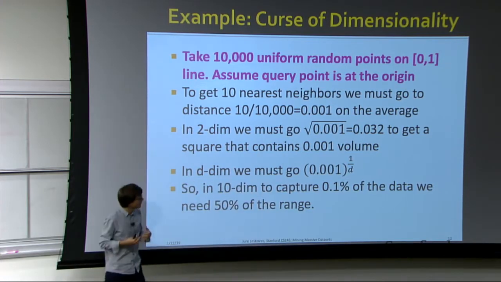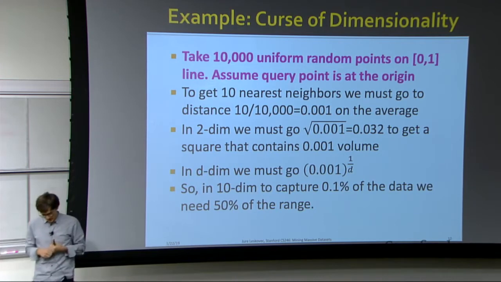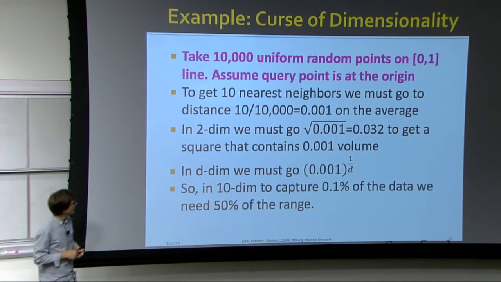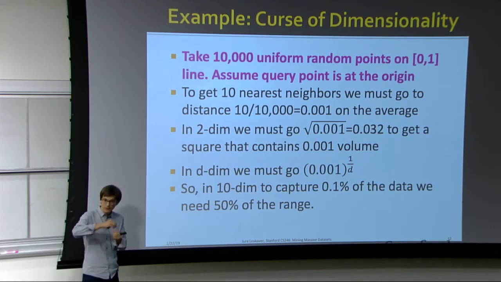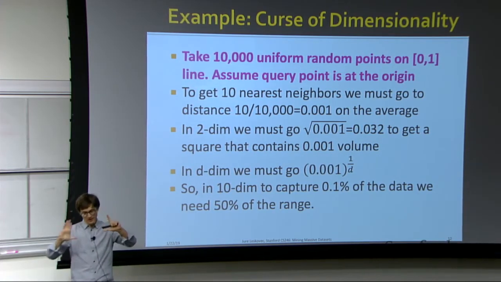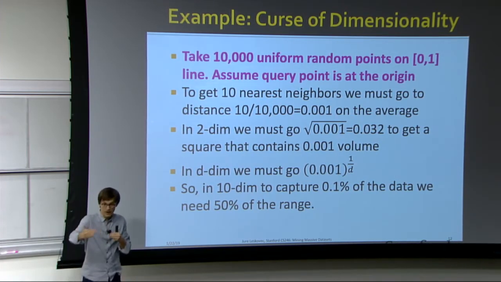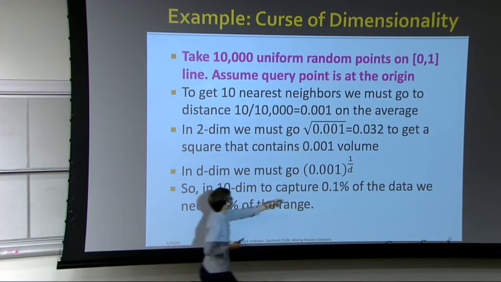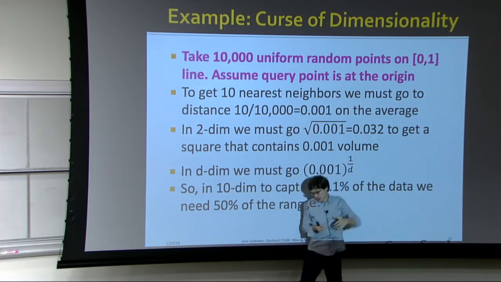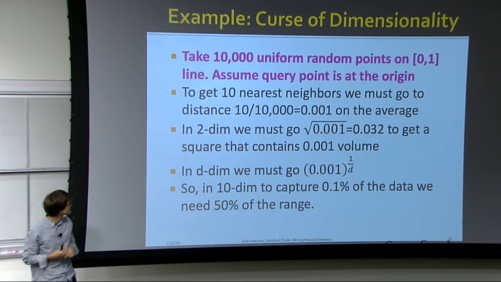Now, let's say I still have 10,000 points, but I put them in two dimensions. How far would I have to go from the coordinate origin if I have 10,000 points in a square of 1 by 1 unit? How far away would I have to go? I'd have to go 0.03, right? So in some sense, I have to go farther out to get my 10 nearest neighbors.